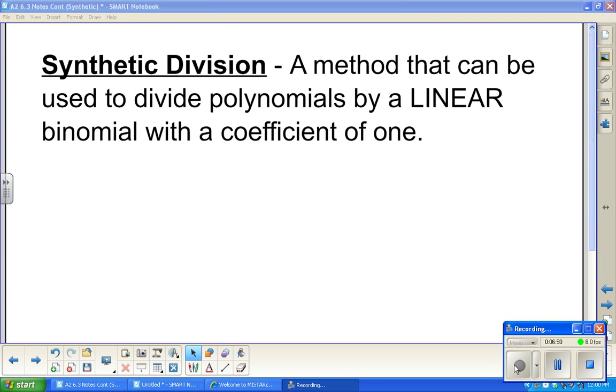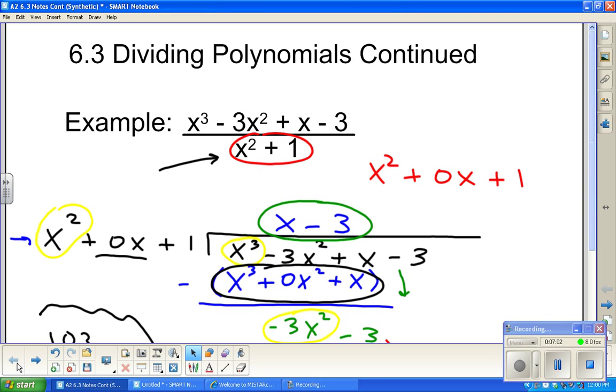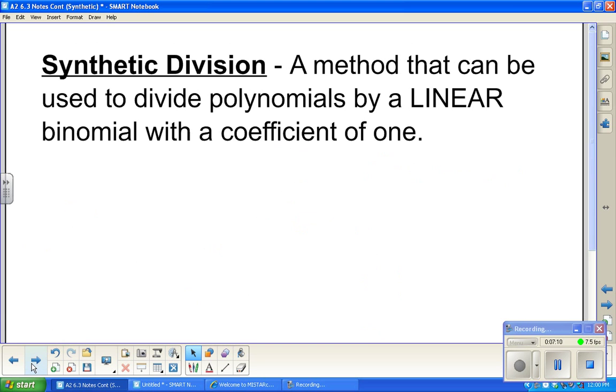So again, this is a method that can be used to divide polynomials, but it has to be a special type. You have to be dividing by something that's linear. Like the one we just did, when it was x squared on the bottom. This thing is not linear, this x squared plus 1. The new method wouldn't work. You're going to have to use long division on problems like that.